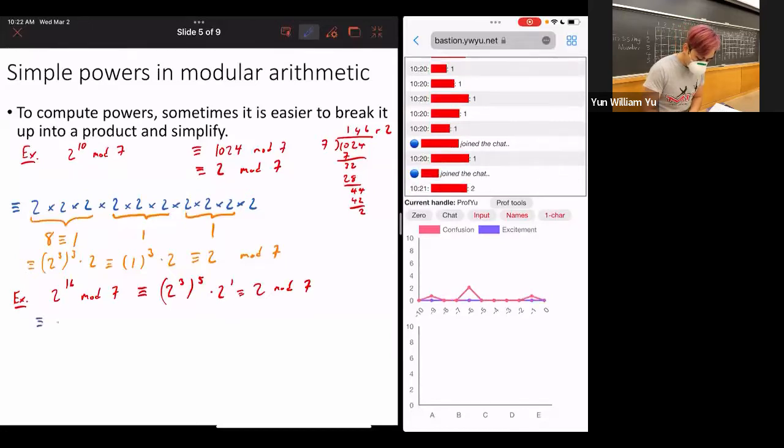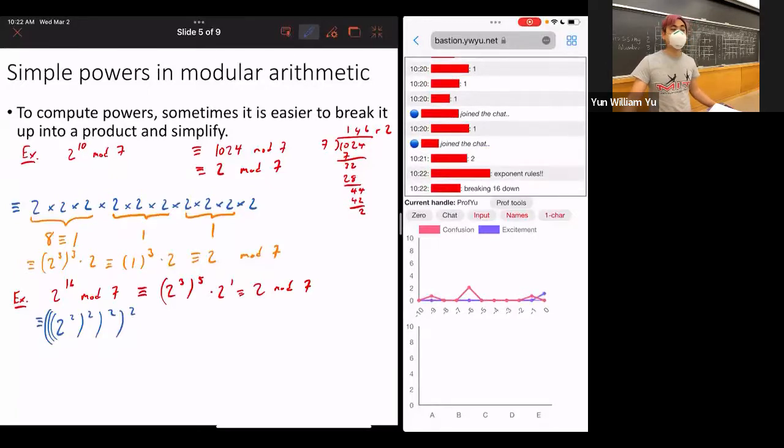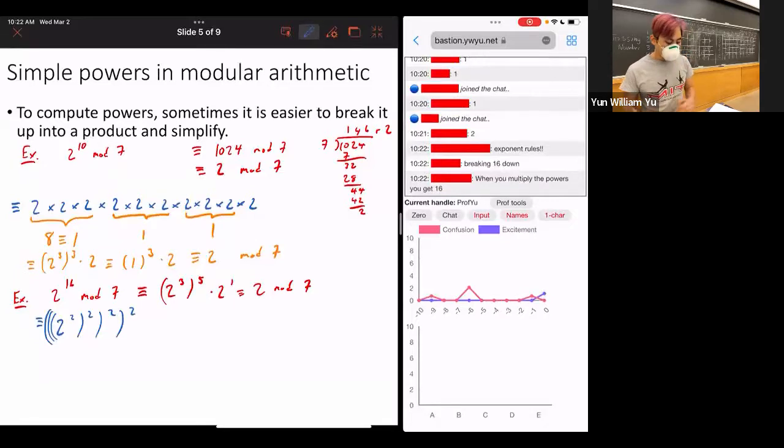But even if you don't know that, there is another thing you can do. You can say this is equivalent to 2 squared, squared, squared, squared. Why is that true? Yes, exponent rules. If you have 2 times 2 times 2 times 2, that's 16, which is exactly how you break down 16. When you multiply the powers, you get 16.